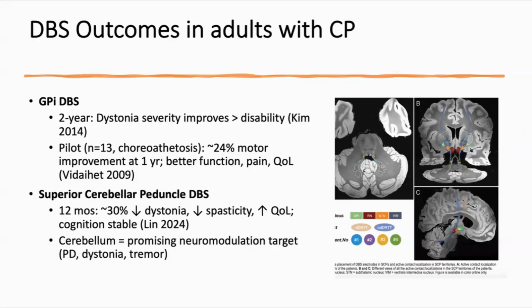However, that was not very sufficient, so recently they started to put the electrodes close to the cerebellum. Actually, this study was done in the superior cerebellar peduncle, DBS. And why cerebellum? Because the cerebellum is a promising neuromodulation target for Parkinson's disease, dystonia, and tremor. According to this study, the 12-month follow-up showed 30% decrease in dystonia and spasticity and improved quality of life without hampering cognition.